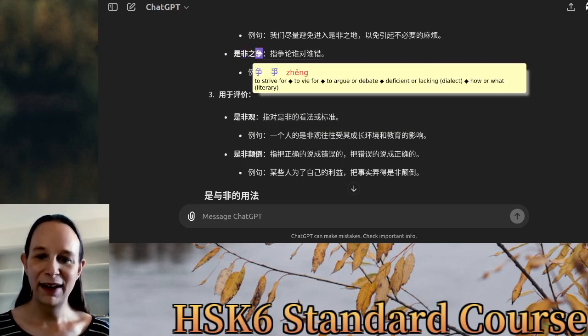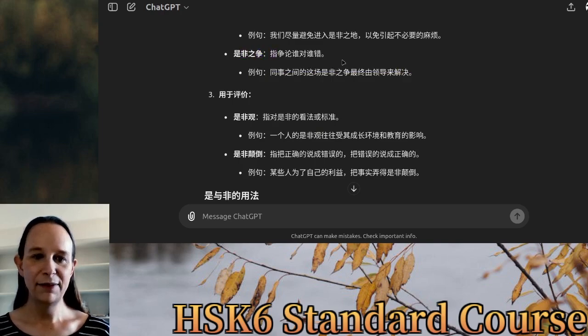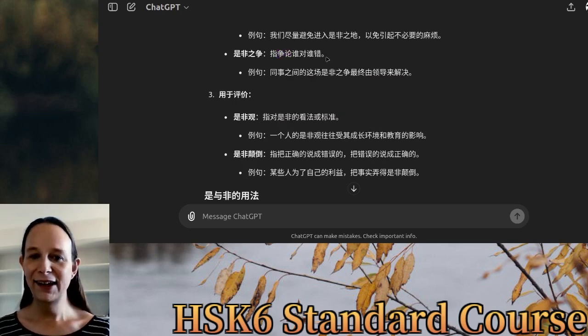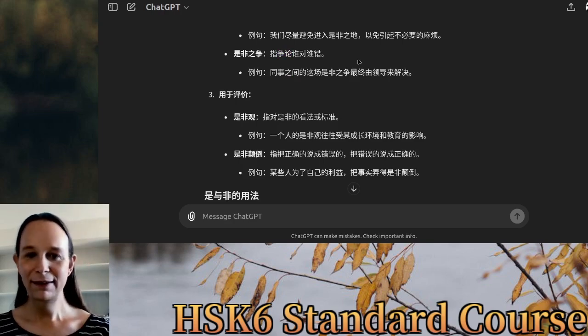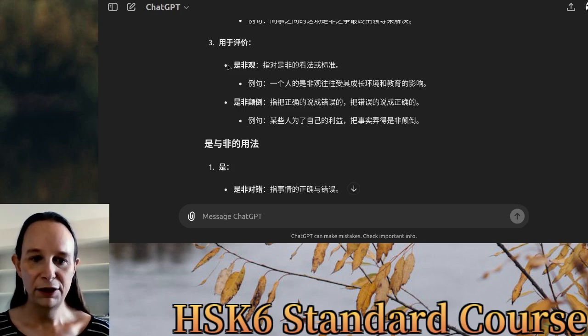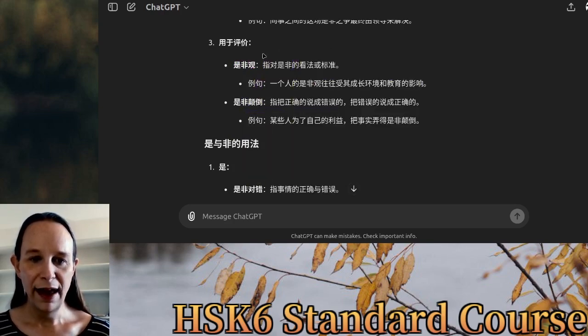So, 是非之争. 争 is dispute, right? Something like that. 争论谁对谁错. Okay. So you're arguing who's right, who's wrong. Alright. So 是非观. Is this black and white thinking? 对是非的看法和标准. Oh no. It's standards of right and wrong.